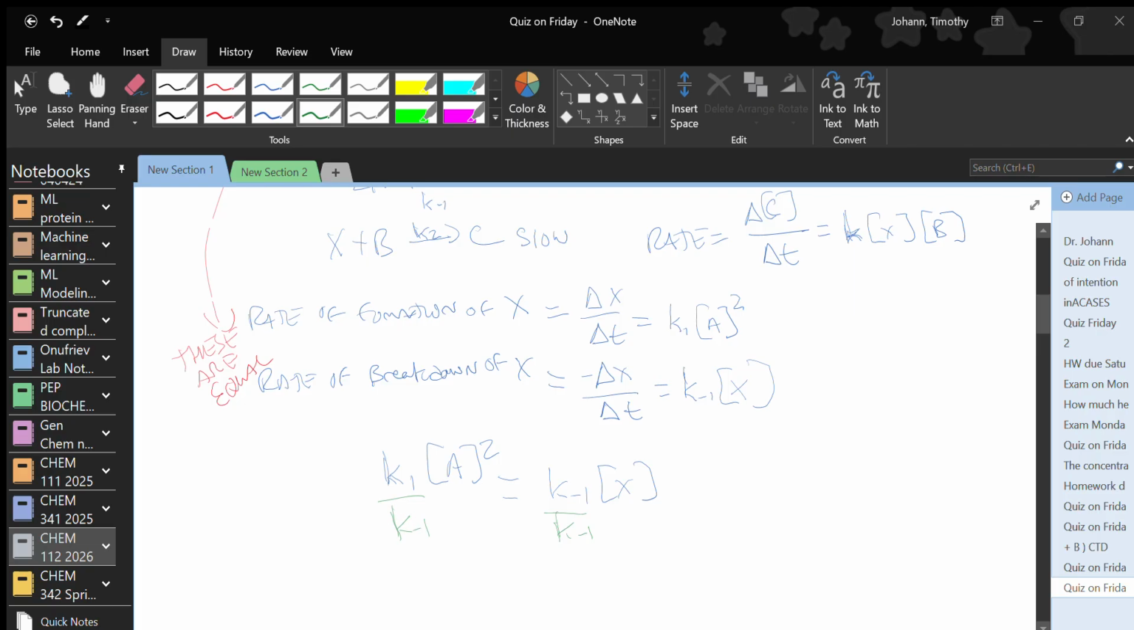Do you have to move the negative change in X? I'm not going to worry about it. We're setting them equal to, no, don't move the negative. That's a good question. Do I need to worry about this negative? So what you could say is the rate of formation of X is going to be positive, right? The rate of breakdown is going to be a negative change. The negative would actually make it positive, if that helps. Otherwise, just don't worry about it.